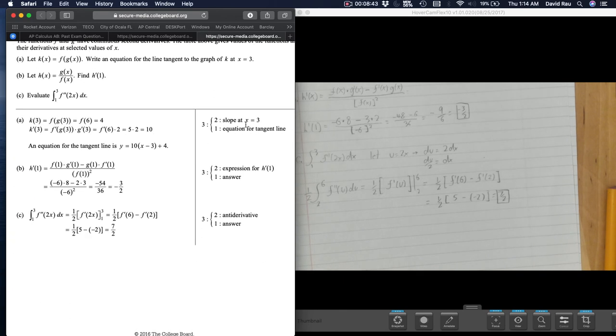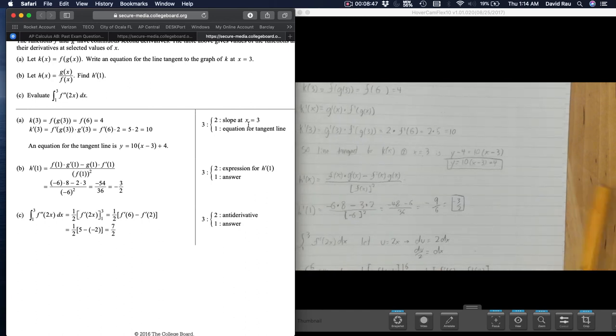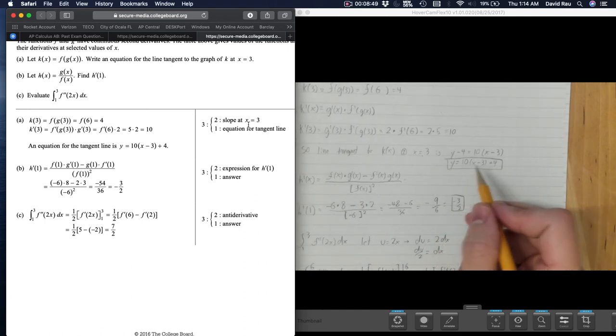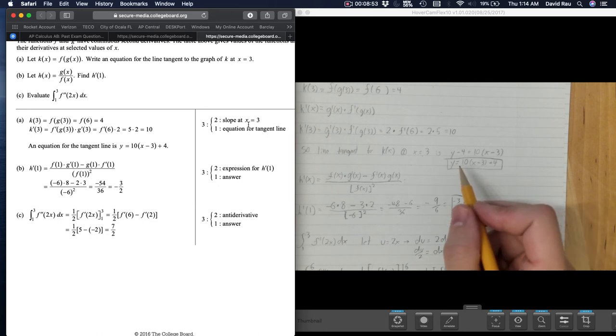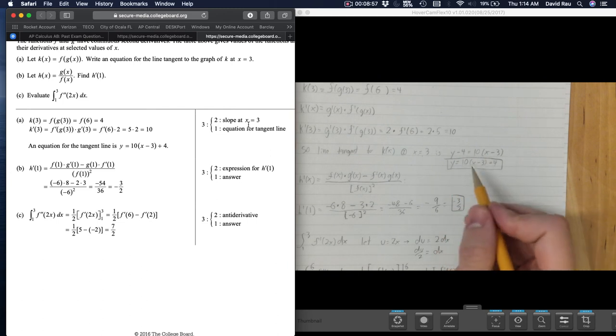So 2 points for getting the correct slope of 10. Yay. And then 1 point for the line tangent. So yeah, they did solve it for y. But technically point slope form is still the equation of a line. I do think you could stop here, but how much harder is it to move that 4 over?